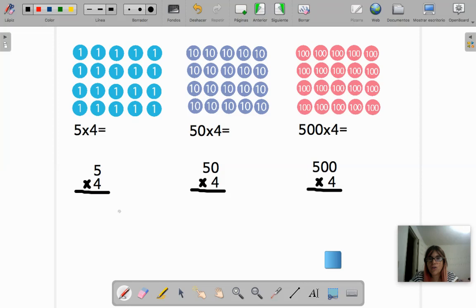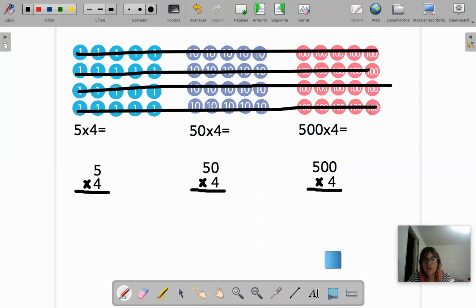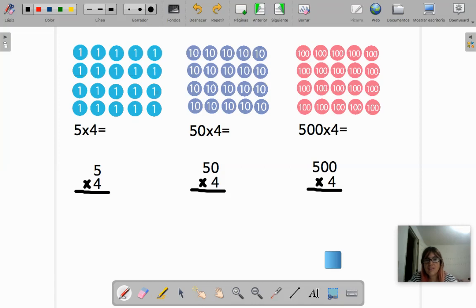1, 2, 3, 4. So what we are going to do, even if the discs have a different number inside, what you always multiply is 5 times 4. Because we have 5, and we repeat it 1, 2, 3, 4 times. Okay, so 5 times 4 in all of them.